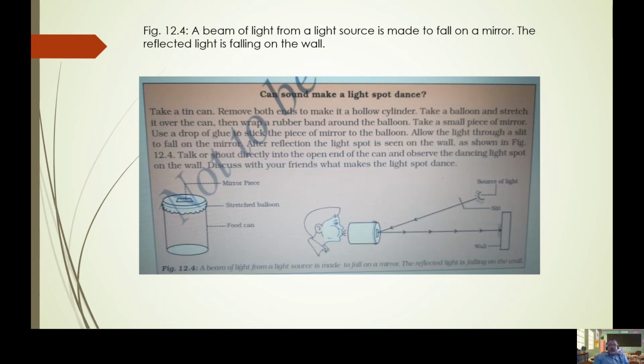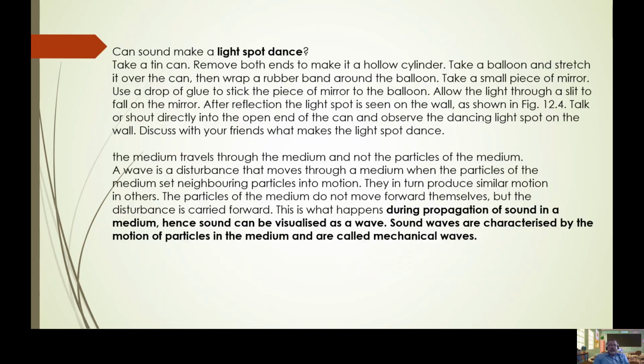Can sound make a light spot dance? Take a tin can, remove both ends to make it a hollow cylinder. Take a balloon and stretch it over the can. Then wrap a rubber band around the balloon. Take a small piece of mirror. Use a drop of glue to stick the piece of mirror to the balloon.